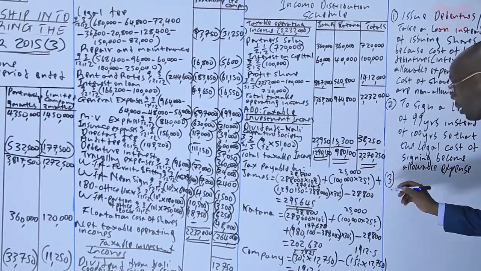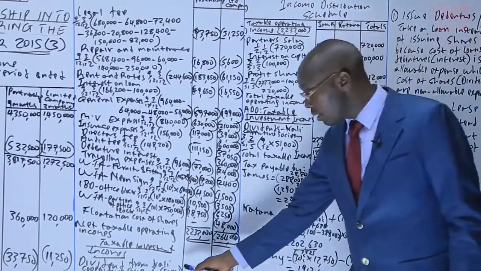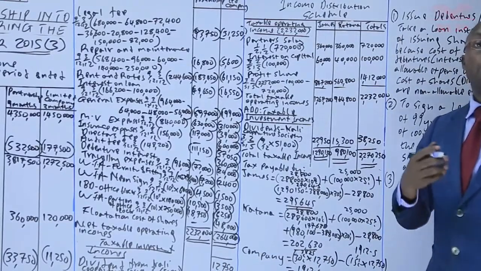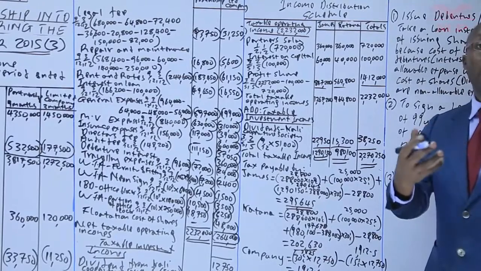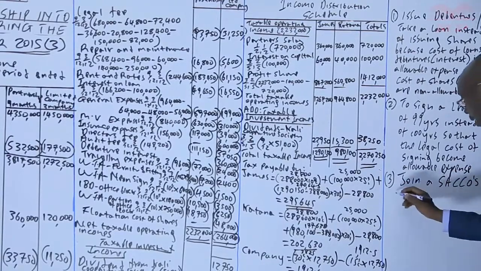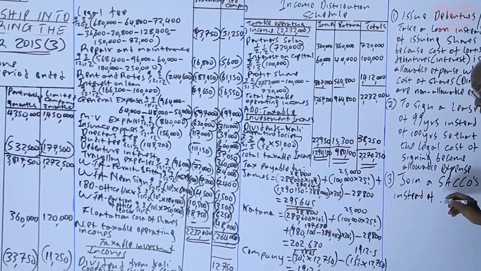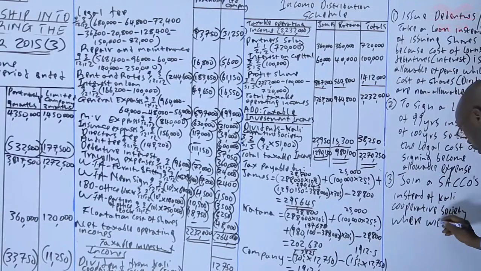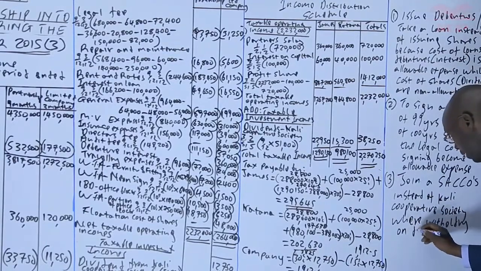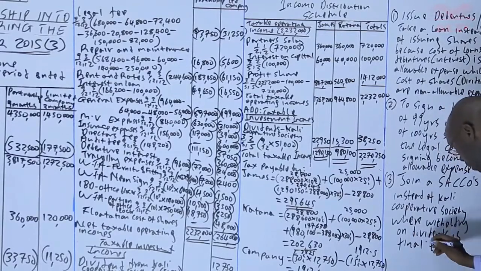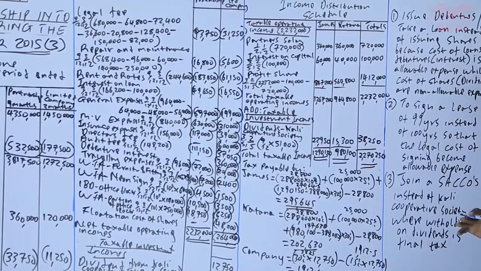And now the last one. We had seen that they had joined a cooperative society whose withholding tax on the dividend they get is not final. Instead, they should join a SACCO, where we say that SACCO dividend is a qualifying dividend, withholding tax is final. So, join a SACCO, that is Saving and Credit Cooperative Society, instead of the cooperative society, that was the CARI cooperative society, where withholding tax on dividend is final tax. Yeah. So those are the opportunities available for tax avoidance.